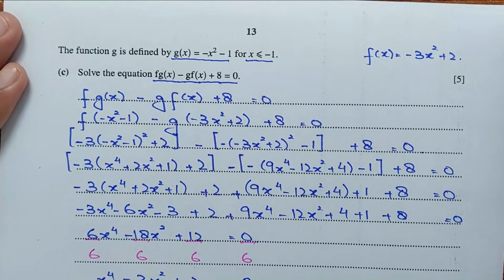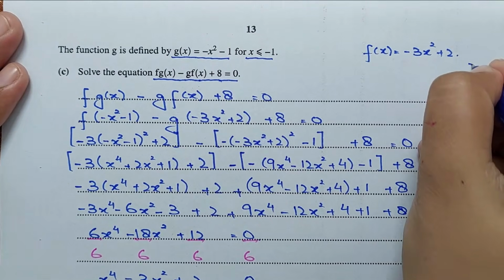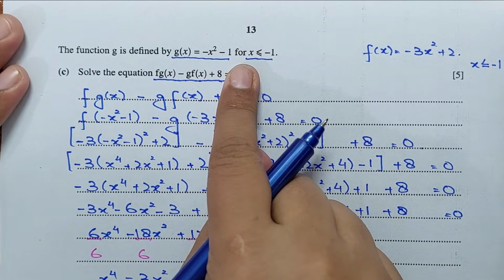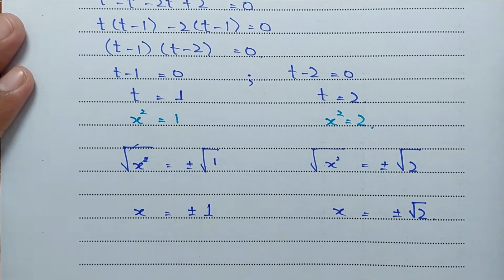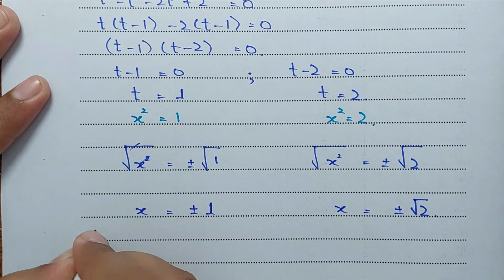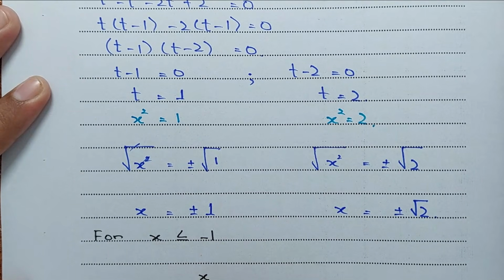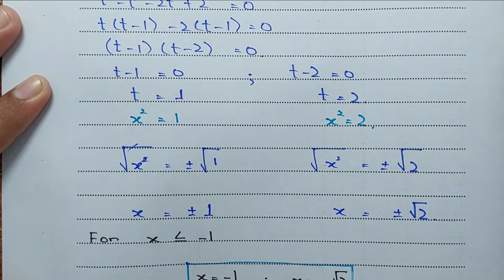Okay, now as you can see, the domain for g of x is less than or equal to 1, and the domain of f of x is also less than or equal to minus 1. The x values are minus 1 and less than minus 1. So here we have to pick those values of x which are minus 1 or less than minus 1. We can say for x less than or equal to minus 1, the desired solutions are x equals negative 1 and x equals negative root 2. So we just have to consider the negative solutions, not the positive ones. So these are the two values for x.